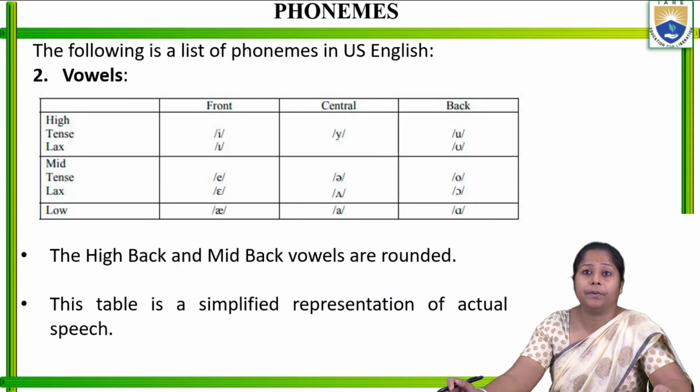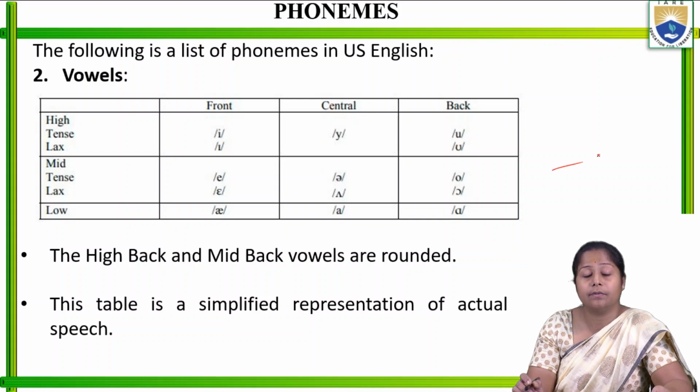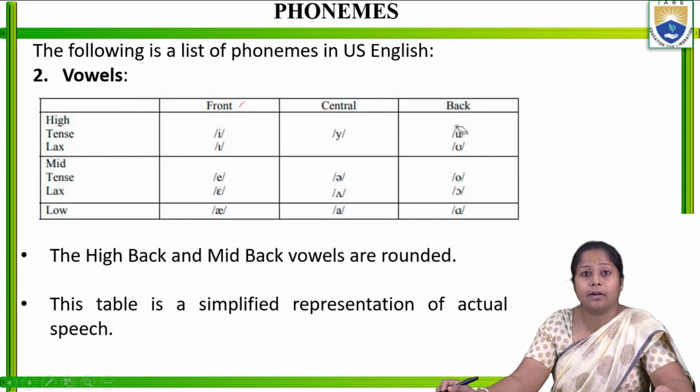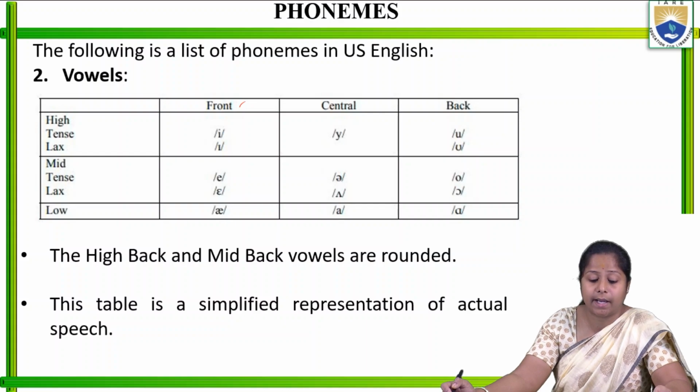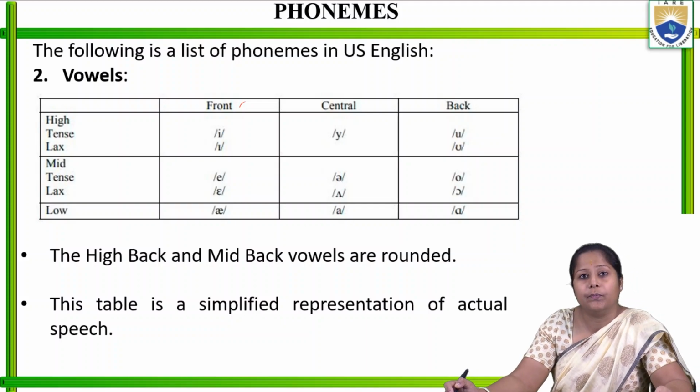Other type of phonemes we will see here, that is vowels. So that is a list of phonemes in the US language with respect to vowels. So this is a table you can see here. That is going to give us the different columns, that is front, central and back. These are the three categories, right? And on the left hand side, the rows are going to show the height of that particular vowel, that is high, tense and lax. Again the mid, tense and lax, and then low. So these three categories are there in this row.